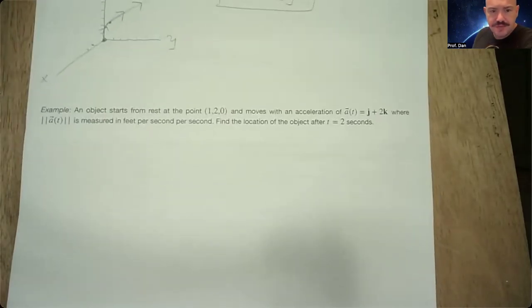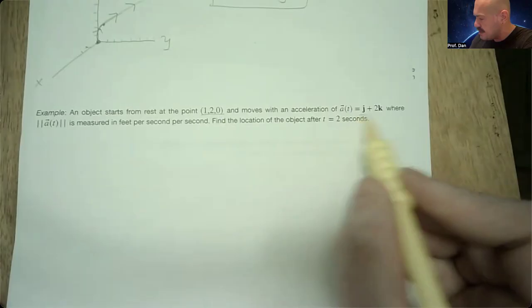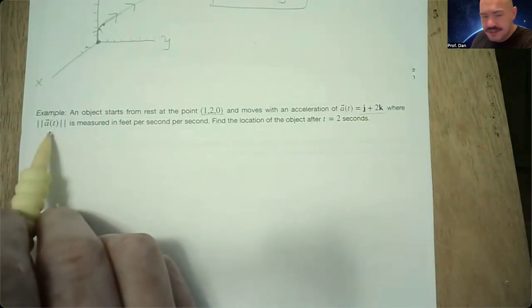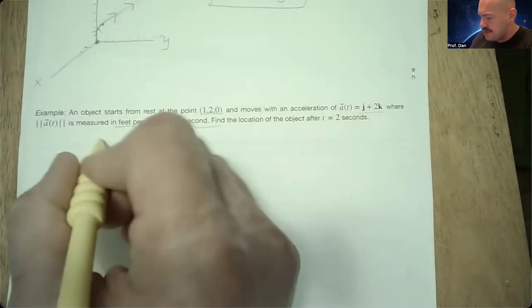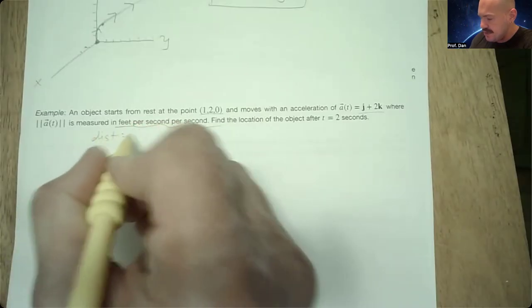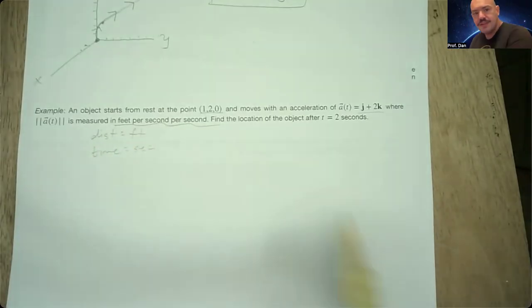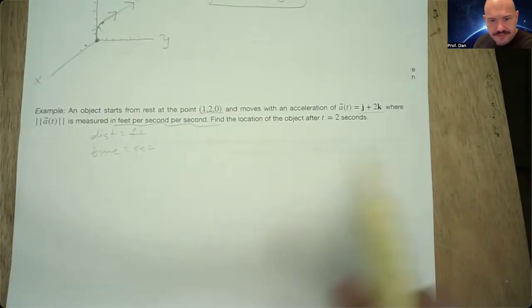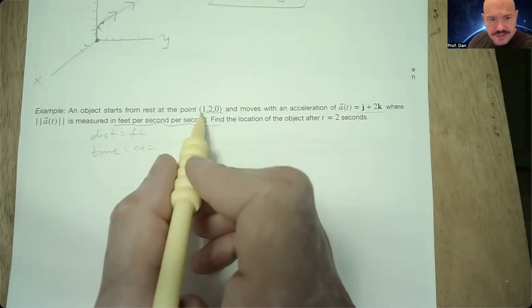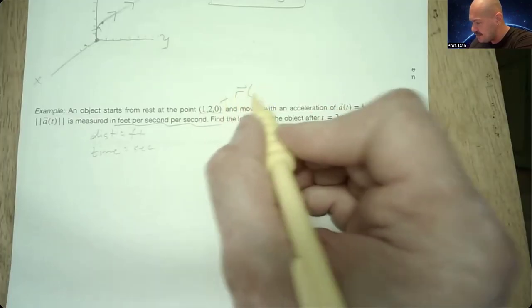All right. Next example, we have an object that starts from rest at this coordinate and moves with an acceleration given by this vector. And it tells us that the magnitude of the acceleration is measured in feet per second per second. The purpose of bringing up those units is so that you know distance is in feet and time is in seconds. We want to find the location of the object after t equals 2 seconds. All right, so basically this is our position to start with. So I think of this as r of 0.